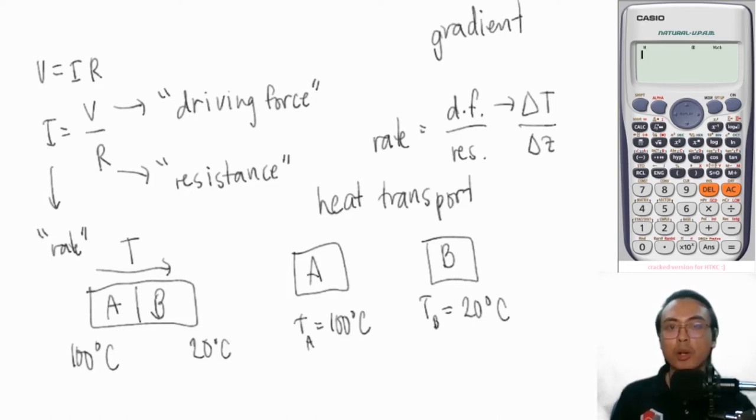Okay? What about resistance? What is the resistance to the transfer of heat from body A to body B? The resistance in this case is dependent on a lot of factors, such as what materials bodies A and B are made of, what the heat capacity is, and what the thermal conductivity of those materials is. Those are the things that factor into the resistance.